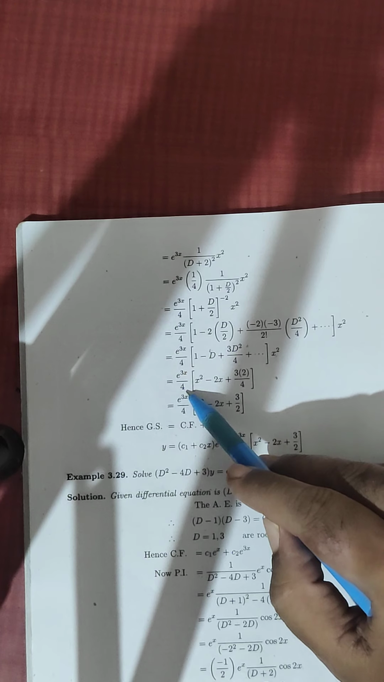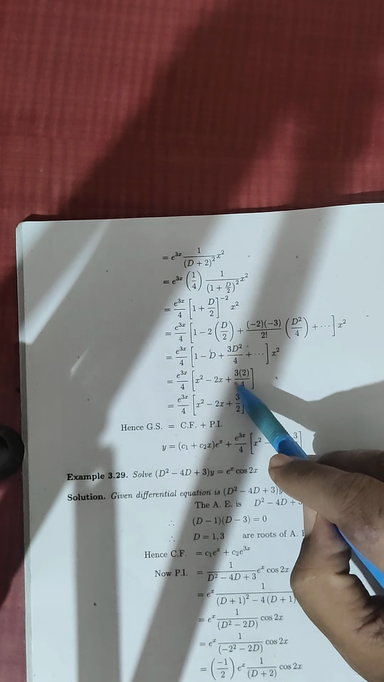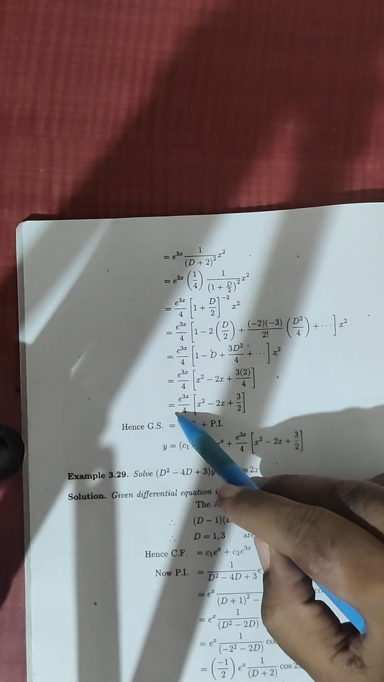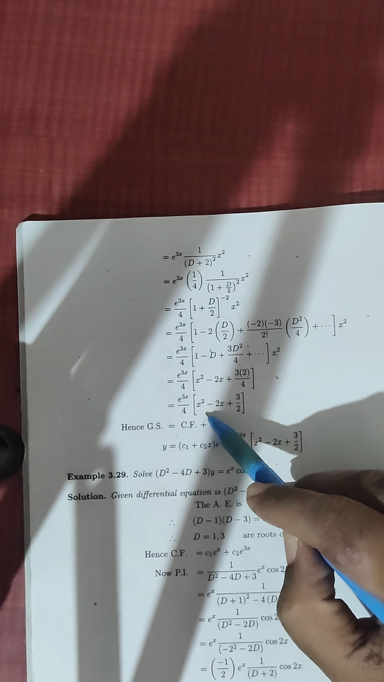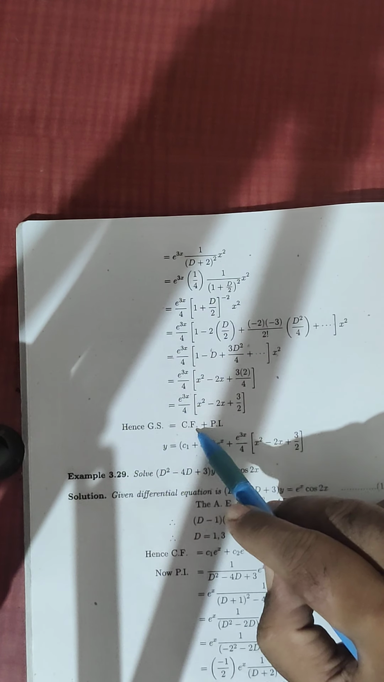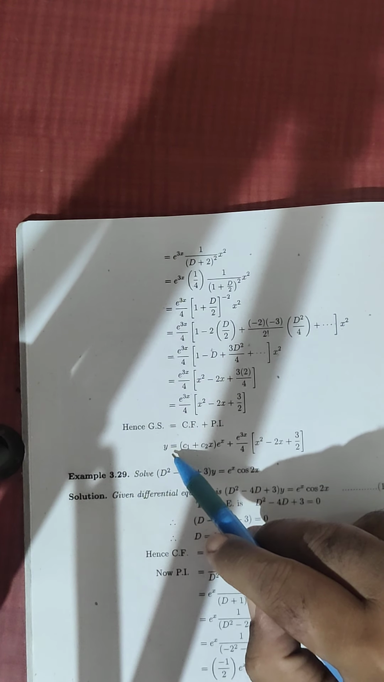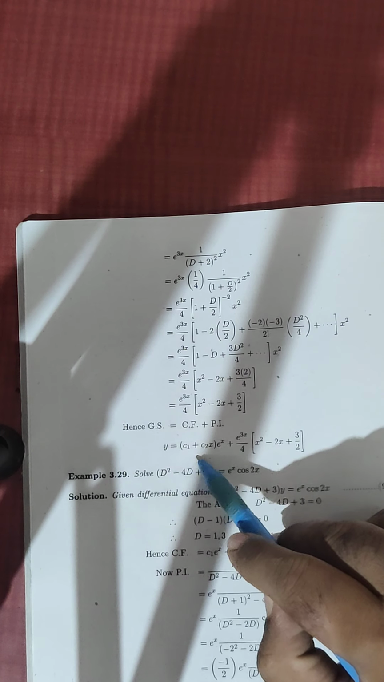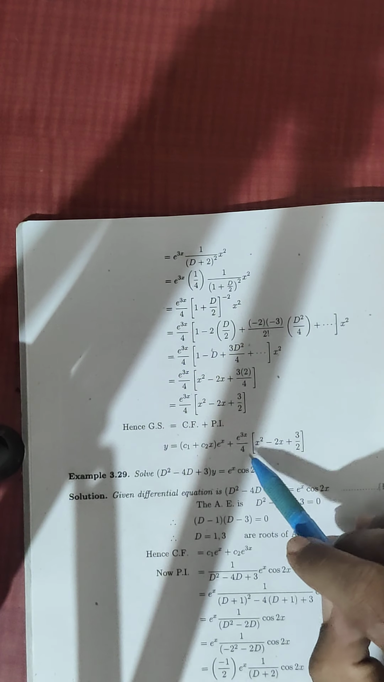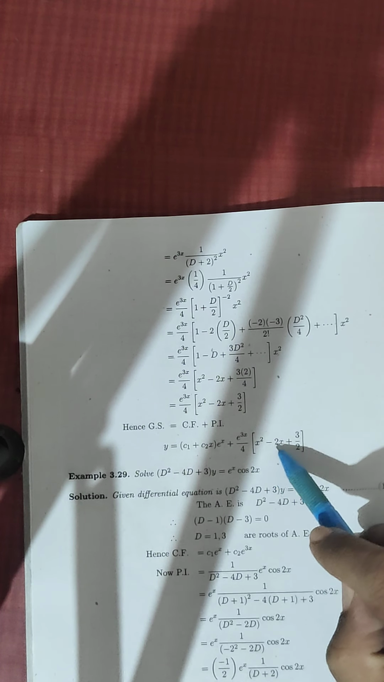This is equal to e raised to 3x upon 4 (x square minus 2x plus 3 into 2 upon 4), which is equal to e raised to 3x upon 4 (x square minus 2x plus 3 by 2). And the general solution is equal to complementary function plus particular integral. Y is equal to (c1 plus c2x) e raised to x plus e raised to 3x upon 4 in bracket (x square minus 2x plus 3 by 2).